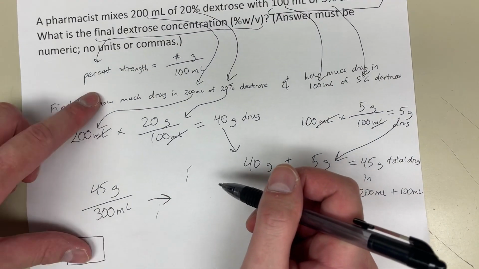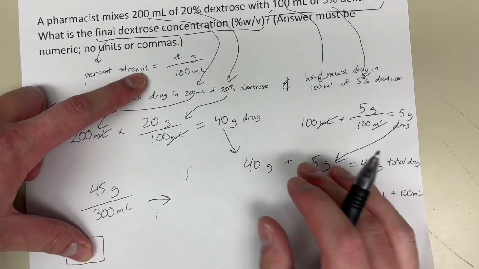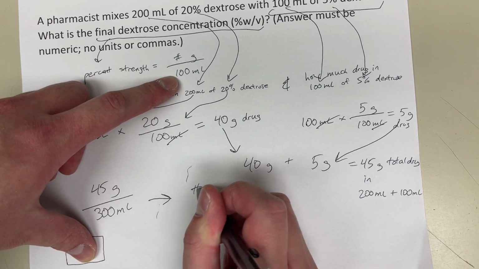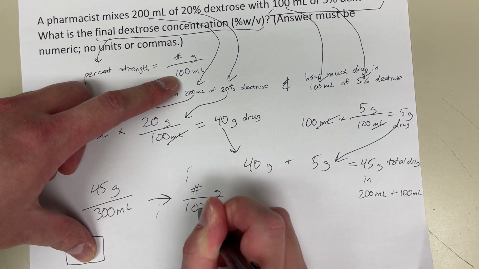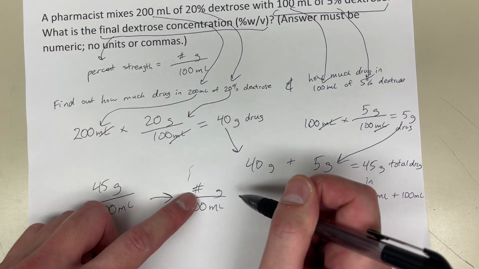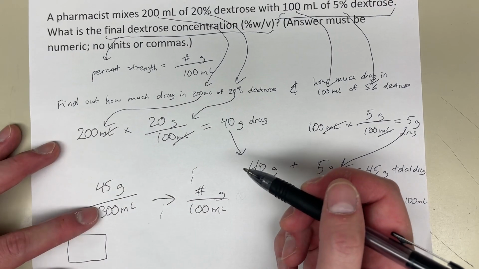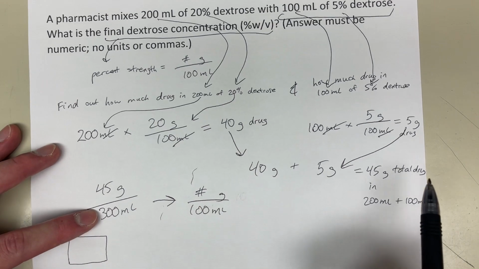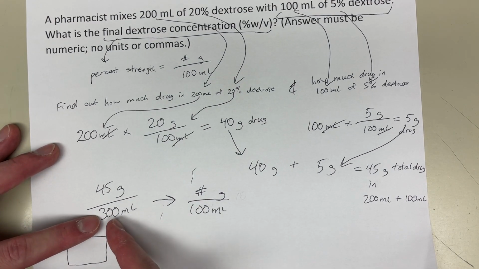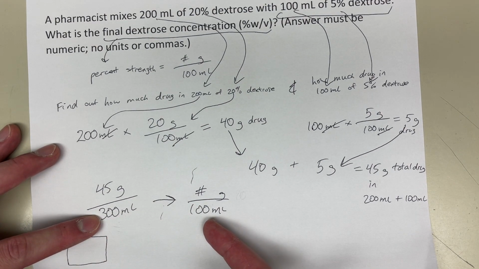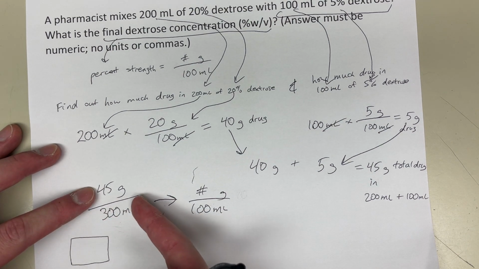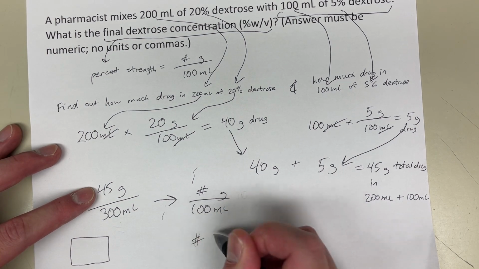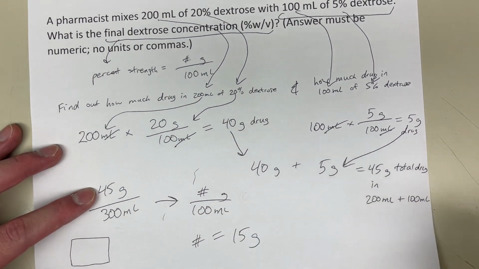And so I need to put that in a percent strength formula, right? So that's number of grams of drug in 100 milliliters, right? So I'm trying to find this number. This number is what the answer is. Well, you can cross multiply and then make this x if you wanted to, but I just divide this by 3. It's quicker, right? Because 300 divided by 3 is 100 milliliters, and then 45 grams divided by 3 equals your number. So your number should be 15 grams when you do the math, right?